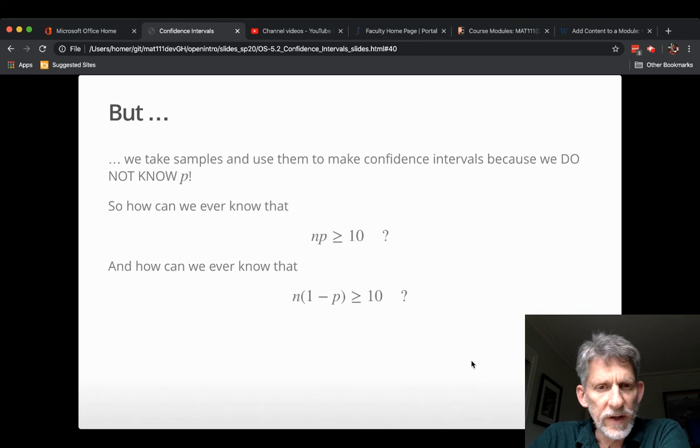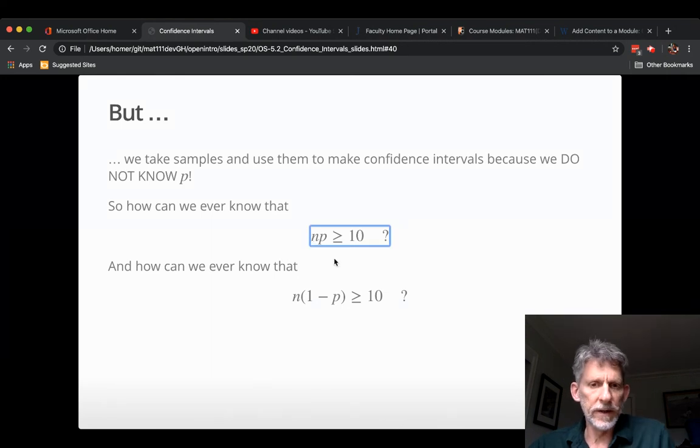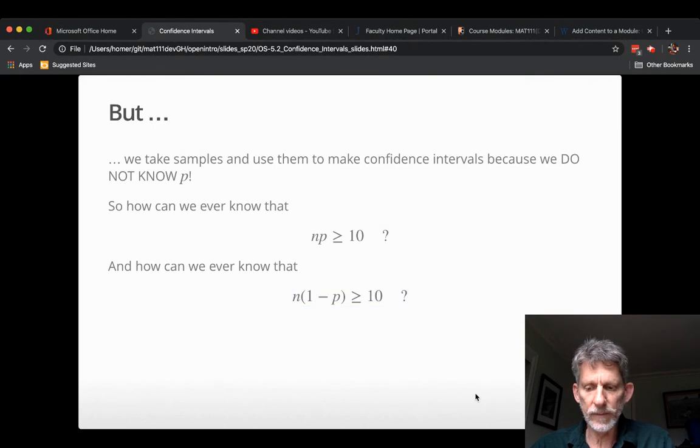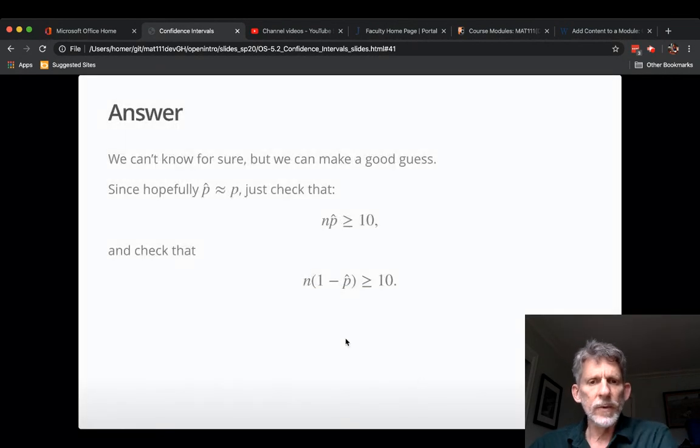But we're in a situation where we take samples and use them to make confidence intervals because we don't know p. So how are we ever going to know that n times p is greater than or equal to 10? How are we ever going to know that n times 1 minus p is greater than or equal to 10? We know our n, our sample size, but we don't know p, so we can't figure out these numbers. Well, we can't know for sure, but we can make a guess. I mean, hopefully p-hat is approximately p, right? So why don't we just check to see that n times p-hat is at least 10, and that n times 1 minus p-hat is at least 10.